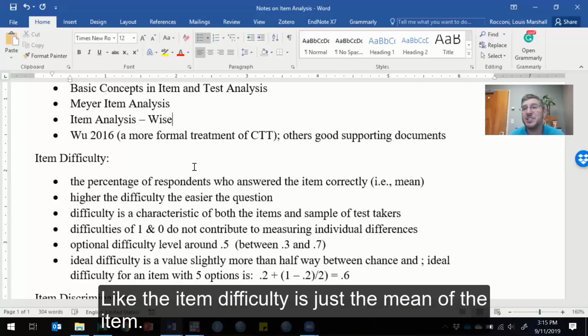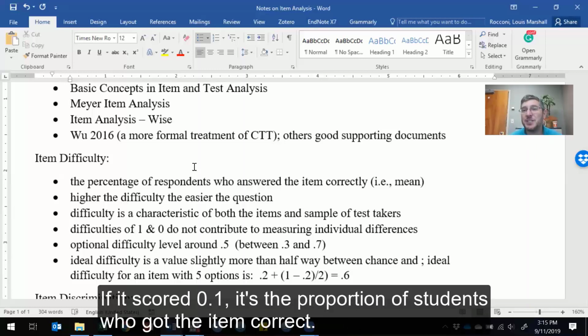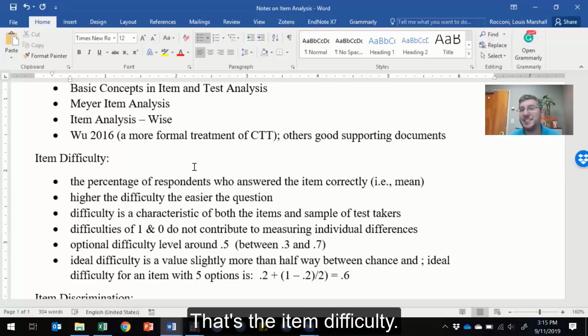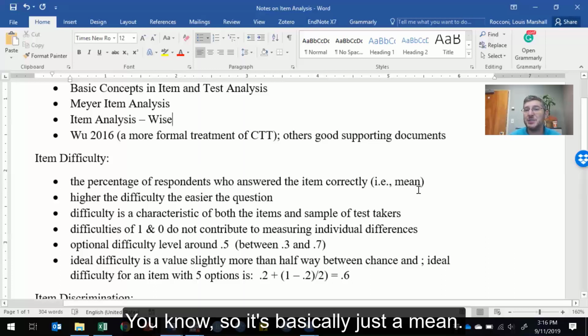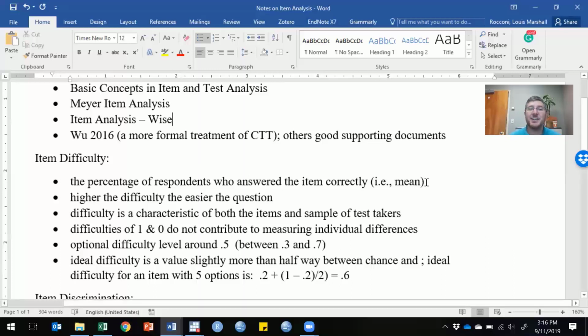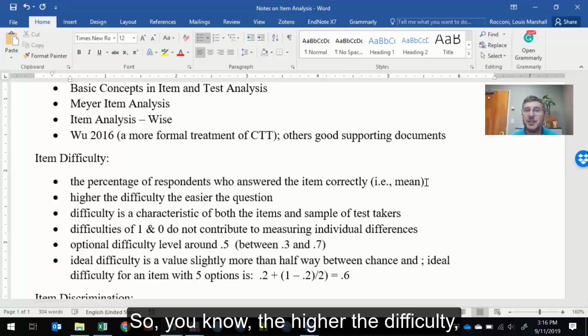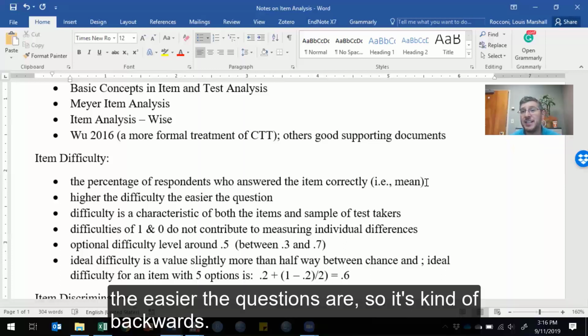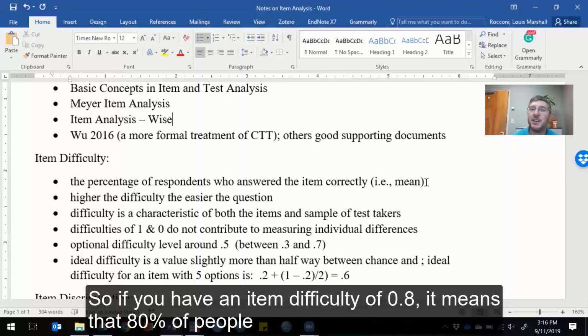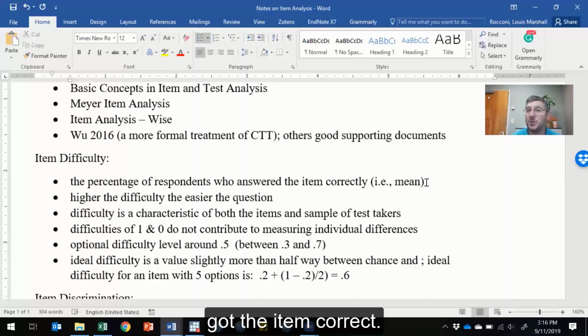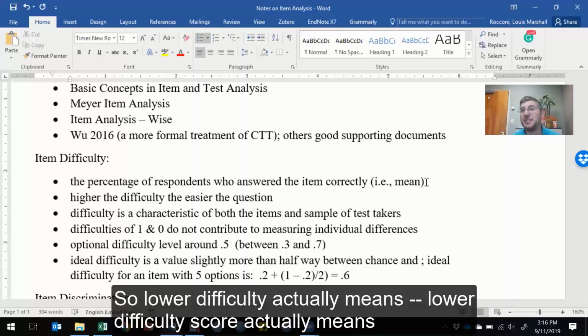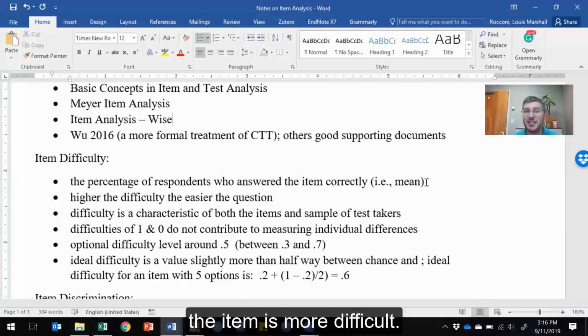Like the item difficulty is just the mean of the item. If it's scored 0, 1, it's the proportion of students who got the item correct. That's the item difficulty. So it's basically just a mean. The higher the difficulty, the easier the question. So it's kind of backwards. If you have an item difficulty of 0.8, it means that 80% of people got the item correct. So a lower difficulty score actually means the item is more difficult.